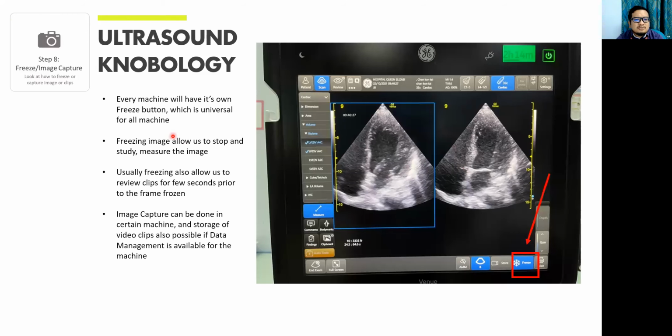So the second last one: every machine will have its own freeze button, which is universal for all machines. The symbol for freeze will be different, but everyone has a freeze button. Freezing the image will allow us to stop, study and measure the image. Usually freezing allows us to review clips for a few seconds prior to the frame frozen, and image capture can be done in certain machines, and storage of video clips is also possible if the memory is available in the machine. For venue, you can even store clips of 6 seconds, 5 seconds, depending on your setting.